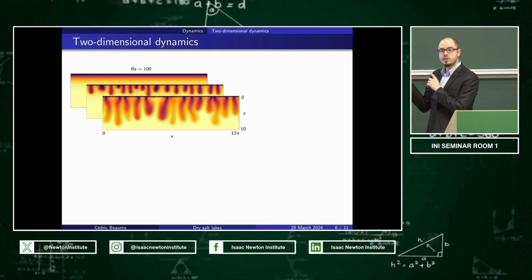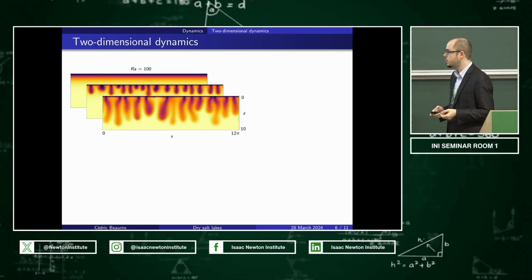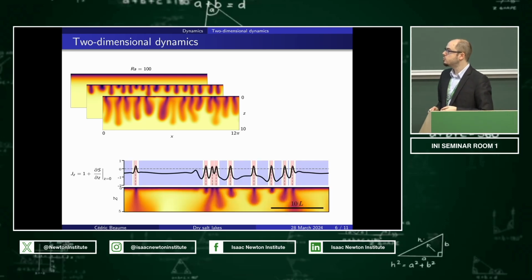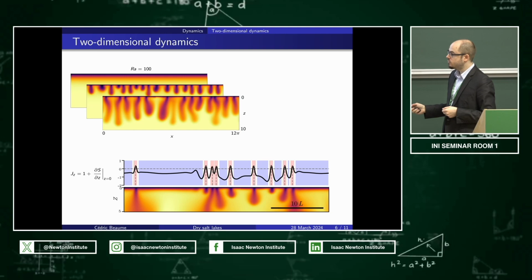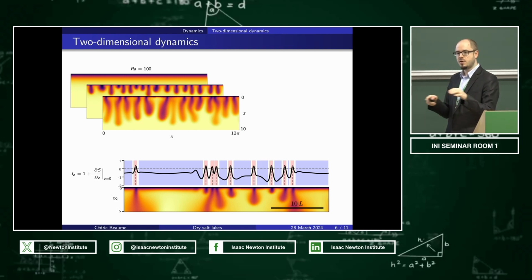In our problem, what is interesting to do is to actually try to relate this to the pattern at the surface of the dry salt lakes. And we can do this by looking at the flux of salinity into the surface. This is this quantity Jz that I've written there. It's got an advective component, which is the velocity times the salinity. And due to the boundary condition, this is always 1, okay?